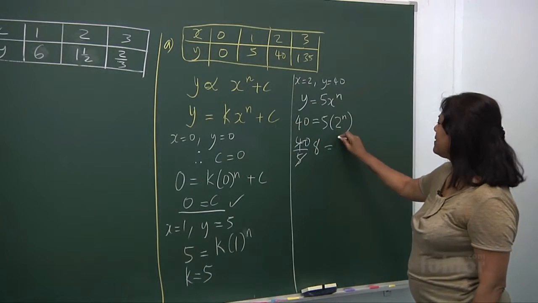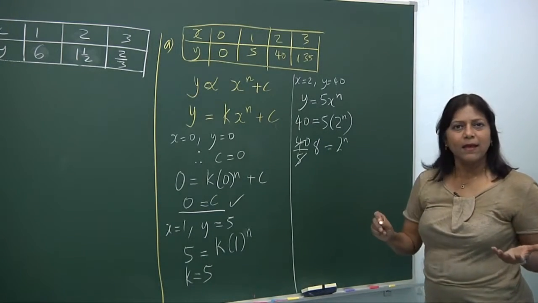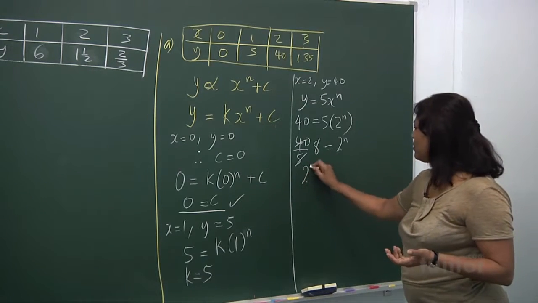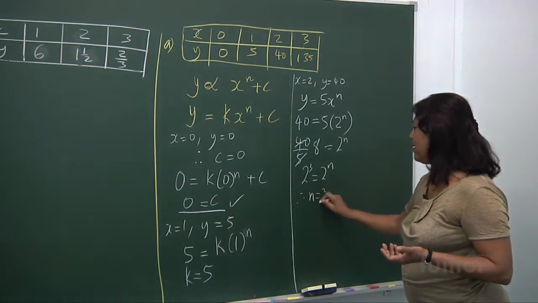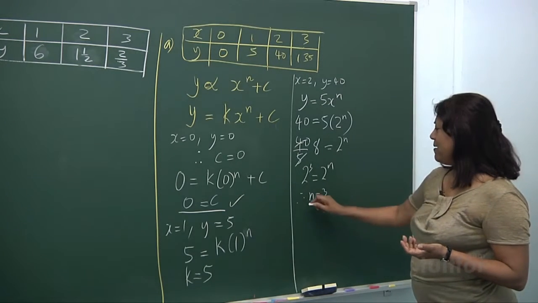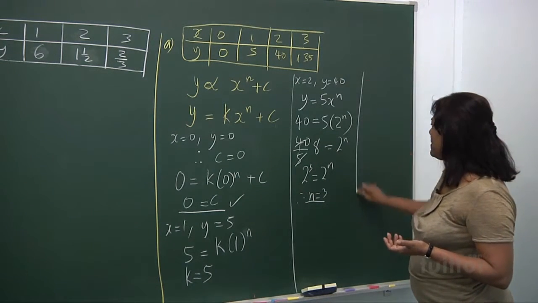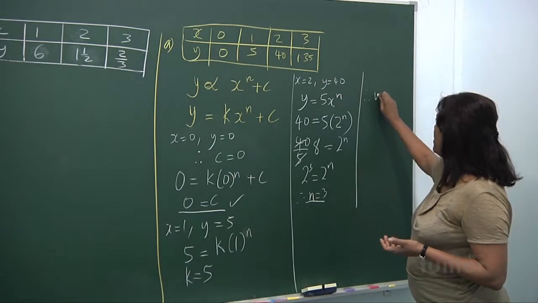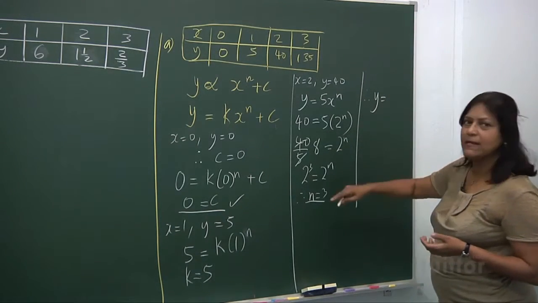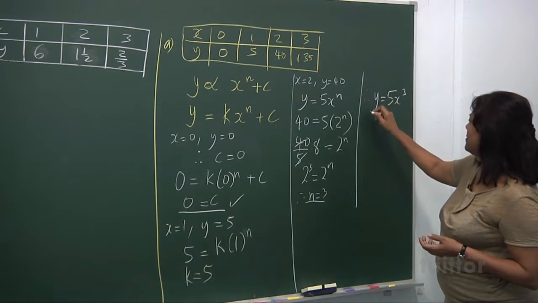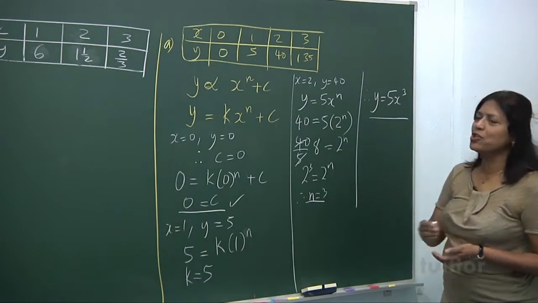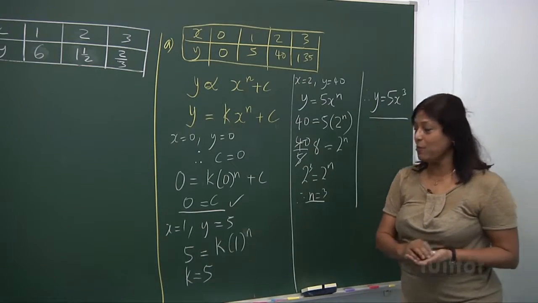And 8 is 2 to the power of n. And what is 8? 8 is 2 cubed. So you can see that your n is 3. Once you've got that, you can see the relationship. Therefore, your k is 5, and your n is 3. That's the relationship between your x and y.